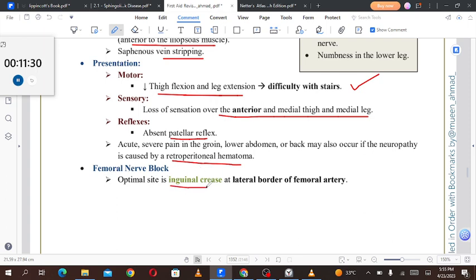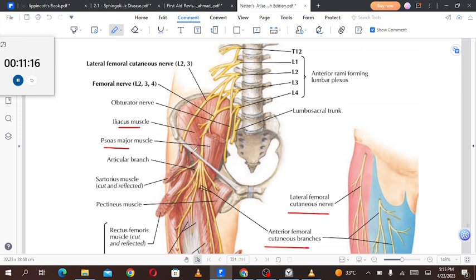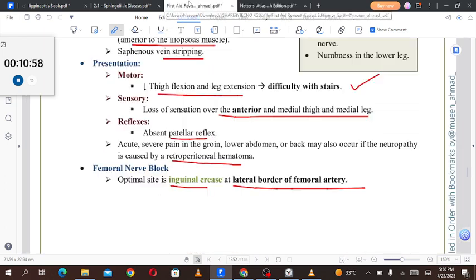Femoral nerve block. For the femoral nerve block, the optimal site is the inguinal crease at the lateral border of the femoral artery. As you can see here, the femoral nerve is passing below the inguinal ligament. Moving laterally we have the vein (V), the artery (A), and then the nerve (N), all under the inguinal ligament. So just lateral to the lateral border of the artery, at the inguinal crease, we can give the femoral nerve block.